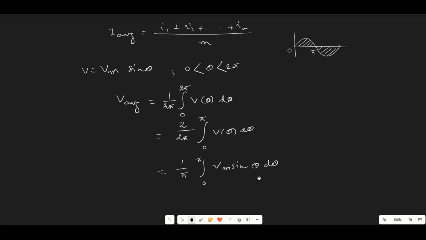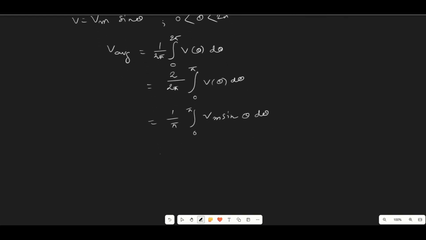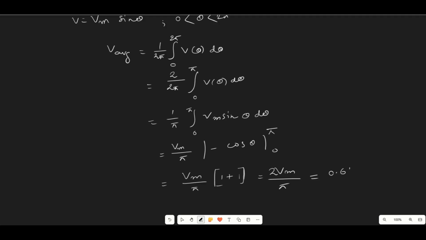Now after doing the integration, Vm is a constant term, so we can take it out. And after integration, this will be minus of cos theta from 0 to pi, and the value will be cos pi minus cos 0; the minus signs make it plus. So what we have here is 2 times Vm divided by pi, which is also given as 0.637 Vm. So the average value is given by this, right?